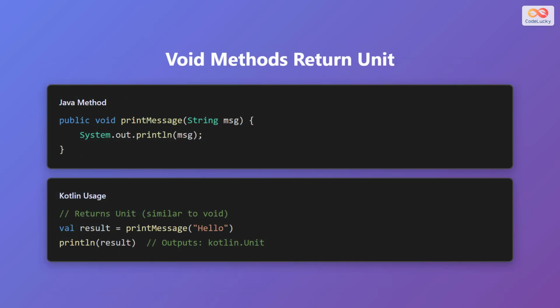In Java, methods can have a void return type, meaning they don't return any value. In Kotlin, there is no void keyword. Instead, Kotlin uses a type called Unit. When you call a Java method that returns void from Kotlin, it automatically returns Unit. For example, if you have a Java method called printMessage that returns void and prints a message to the console, you can call it from Kotlin. If you assign the result to a variable, that variable will have the value Kotlin.Unit. Unit represents the absence of a meaningful value and is similar to void in Java, but it's an actual type in Kotlin. This design decision makes Kotlin's type system more consistent.